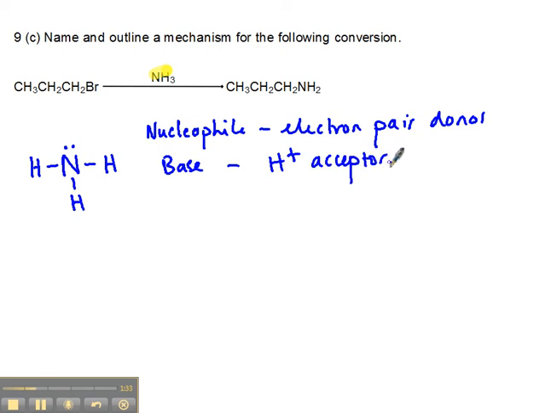Now, the question is actually asking you for something very specific again. Again, you'll recognize the pattern. It's asking you for a name and an outline. That means you need to name the mechanism and also draw the mechanism itself.